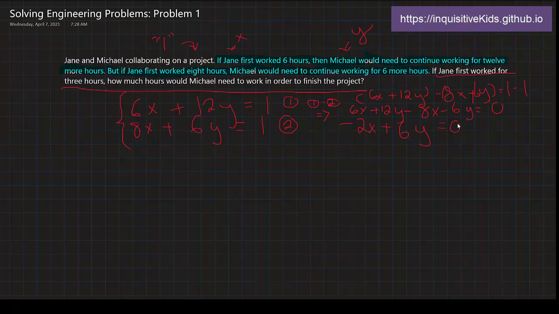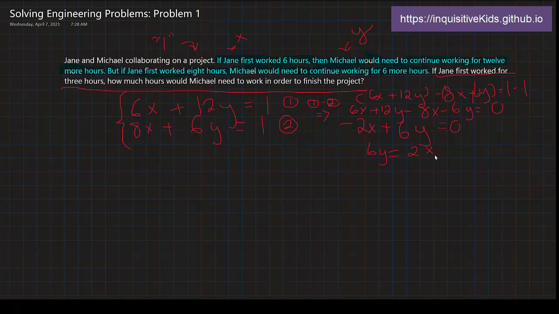Well, to solve easier, I want to make both values positive. How do I do that? All I have to do is move this negative 2x term over to the right side, where it becomes 2x. So 6y is equal to 2x.